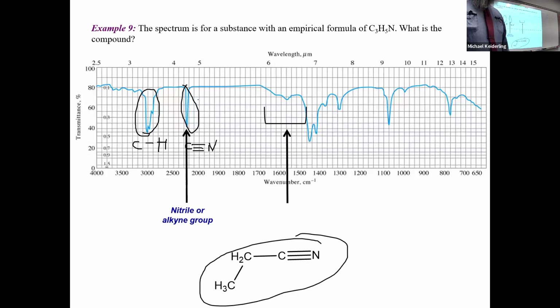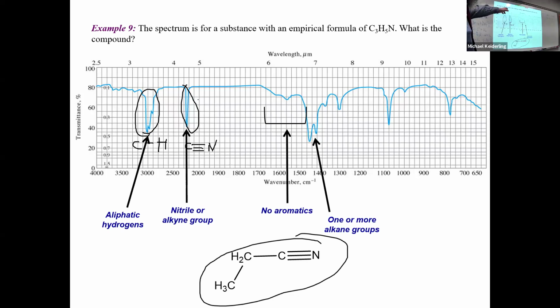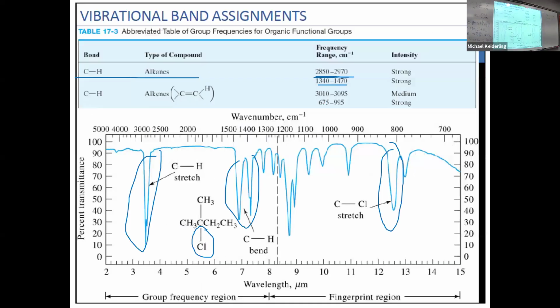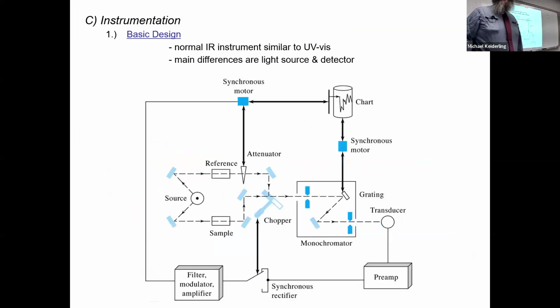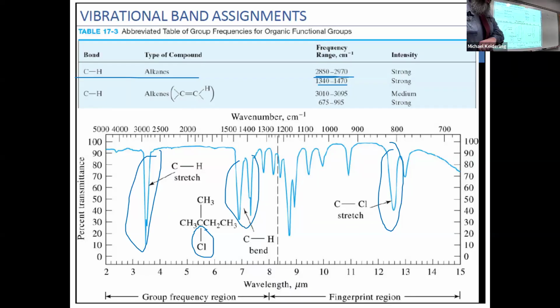This isn't ortho. That has no aromatics, and then there's aliphatic hydrogens, and so you can put together this structure. And there's one or more alkane groups from that. Here's another thing, so you can see that this has a CH stretch, a CH bend, a C-chlorine stretch, and you put together sort of this structure vaguely. I'm not going to go into the details because I'm hopeless at it, so I don't want to grade you.